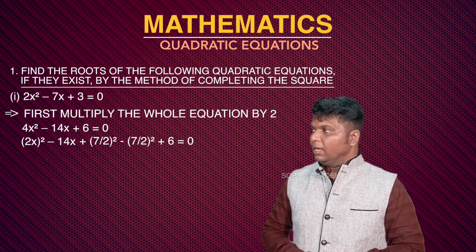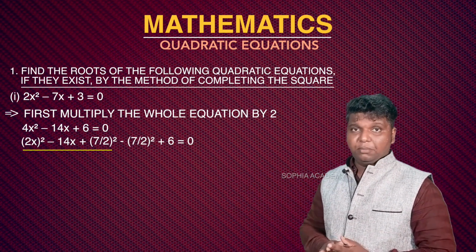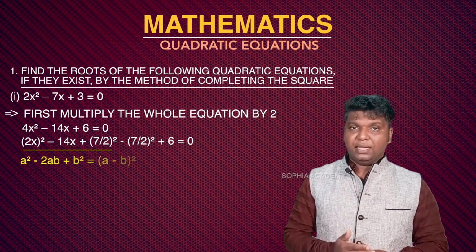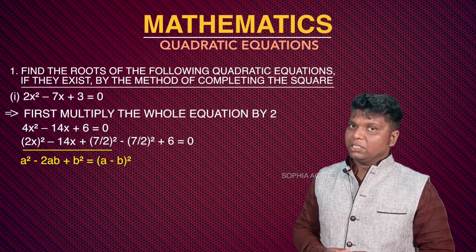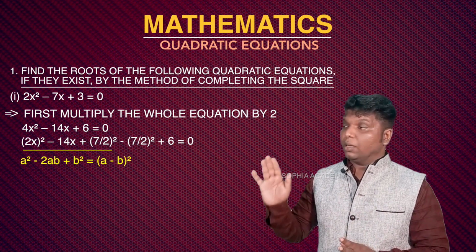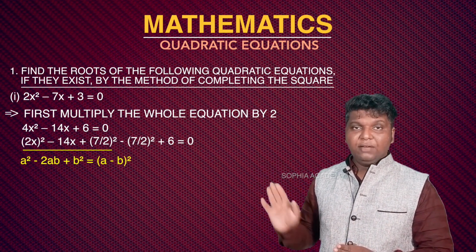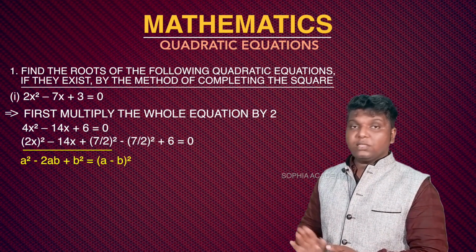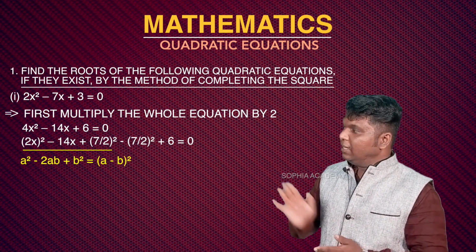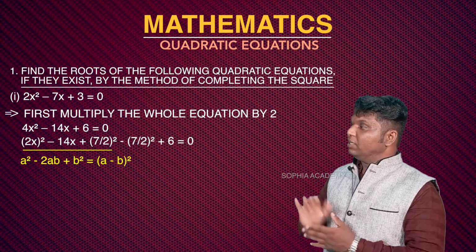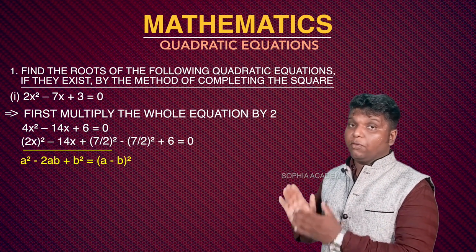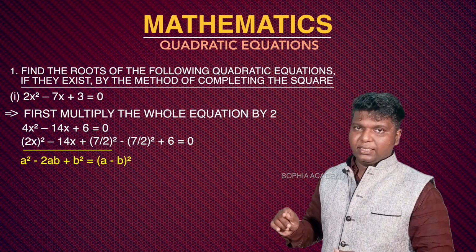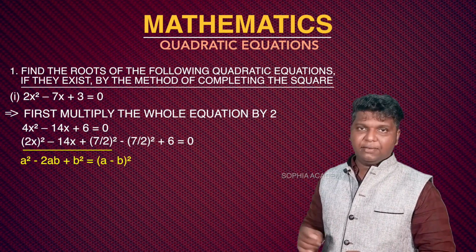That's equal to 0. Now focus your eyes on the first 3 terms. The first 3 terms are of the form a square minus 2ab plus b square. It will always be like that. It can be a square minus or a square plus. If it is plus, we will say it is of the form a plus b the whole square. If it is minus, we will say a minus b the whole square. And here it is minus, that's why we will treat this as a minus b the whole square. So instead of a, what is the number there? It is 2x. Instead of b, what is the number there? It is 7 by 2.